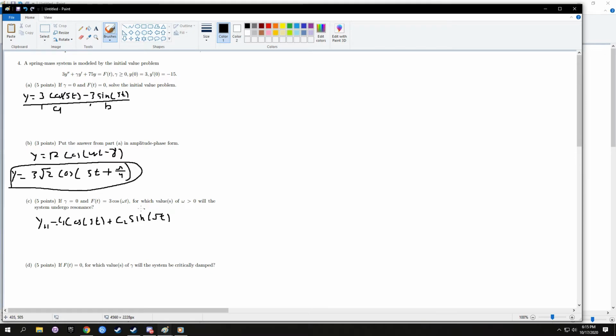Now I have a force acting on it, so what is going to be my particular solution?